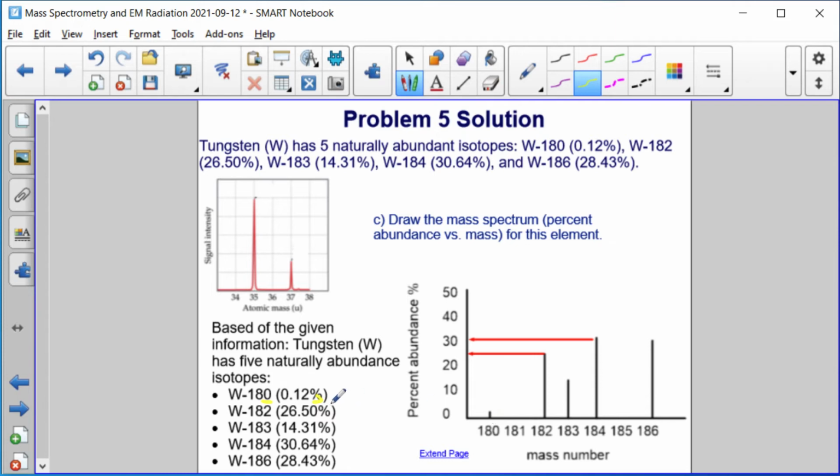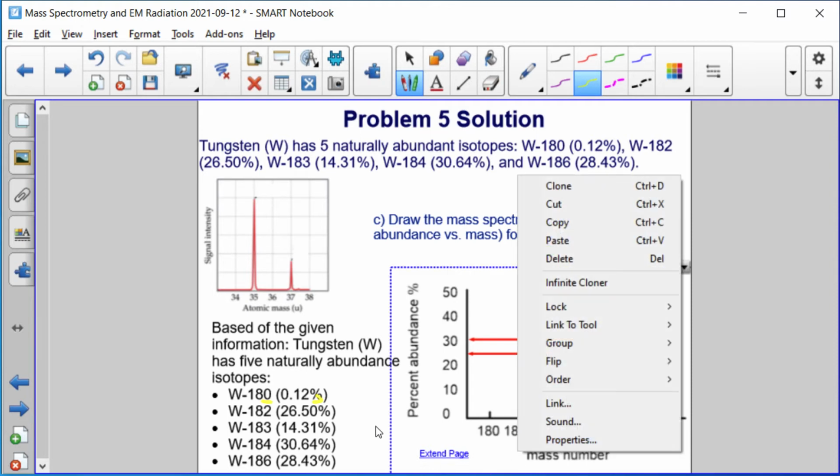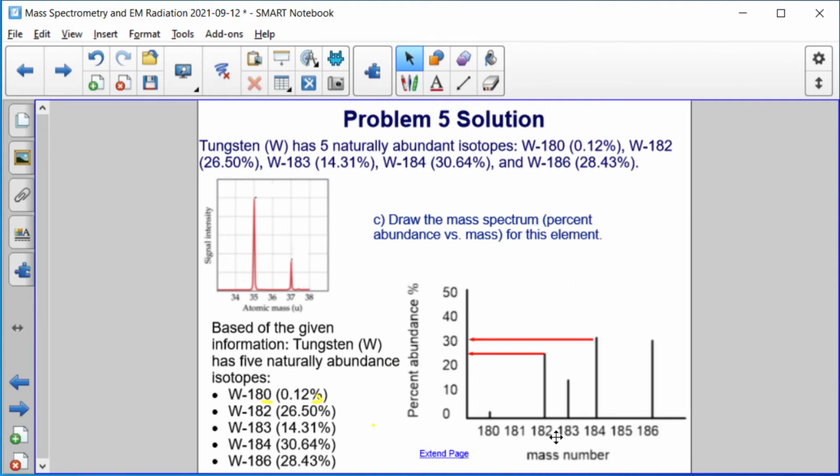The 180 is the smallest, 0.12%. Even this is probably a little big, but we had to show it. 182 is a little more than halfway between 20 and 30. 184 is right there about 30. 186 is just below it, and then this 183, 14.31, is between 10 and 20. Okay, so that's how we can draw a mass spectrum showing percent abundance versus mass number.